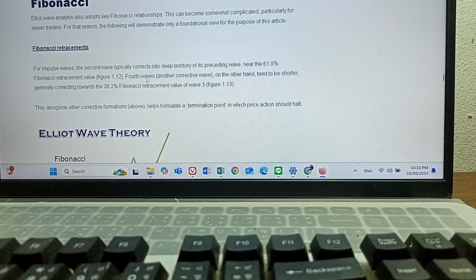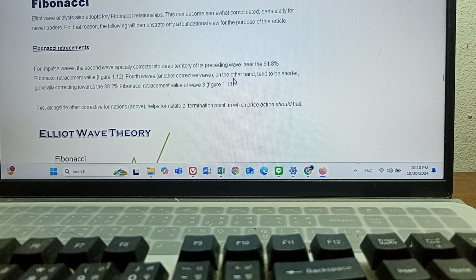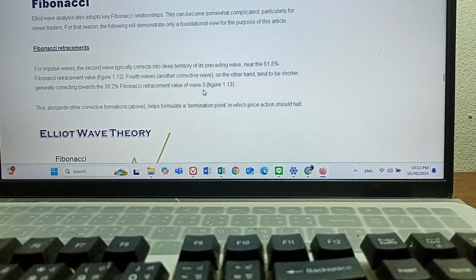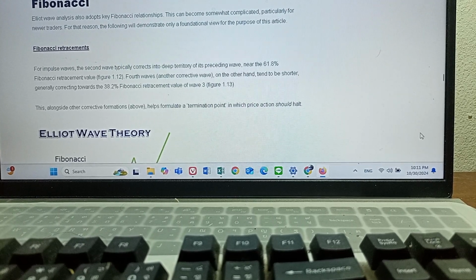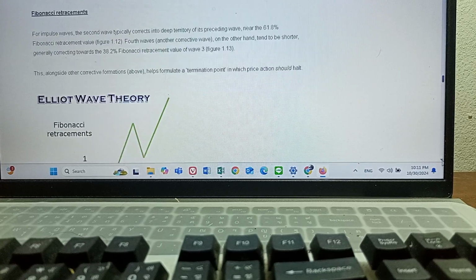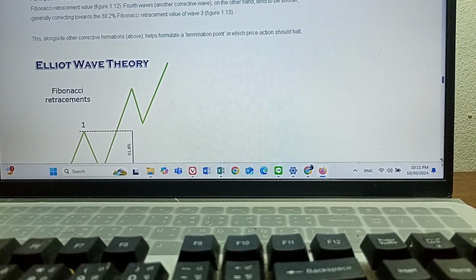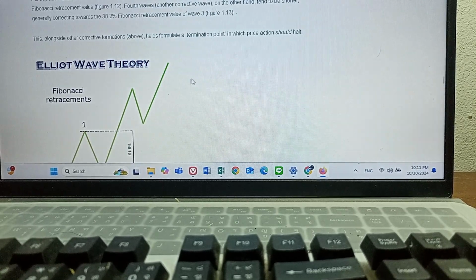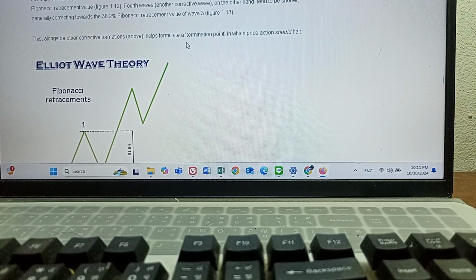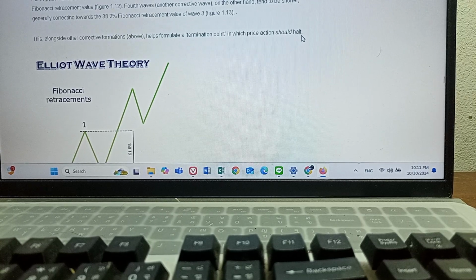Figure 1.12. Fourth waves, another correction wave, on the other hand, tend to be shorter, generally correcting towards the 38.2% Fibonacci retracement value of wave 3. This, alongside other corrective formations above, helps formulate a terminating point at which price action should halt.